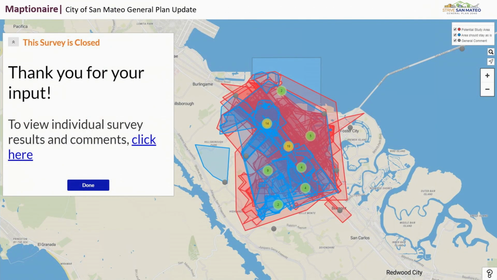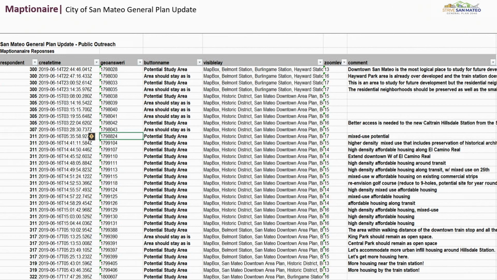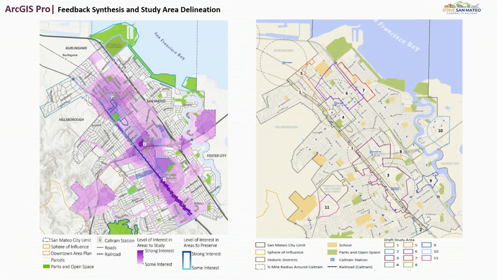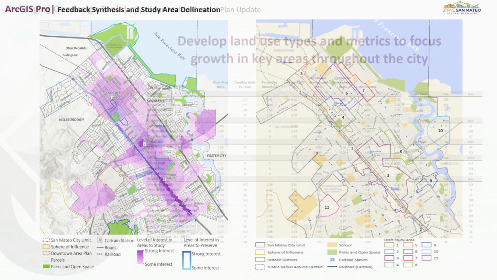So here's a shot of the Maptionaire application. It's basically the communities are able to take a survey and put in opinions, and based on those opinions and input, we get this great database of information that we then synthesize, right? So we were identifying areas of strong interest in the city with the purpose of actually creating study areas, right? So the preference survey is there on the left-hand side, and on the right-hand side is the formulation of these study areas, these areas of focus for the general plan land use analysis.